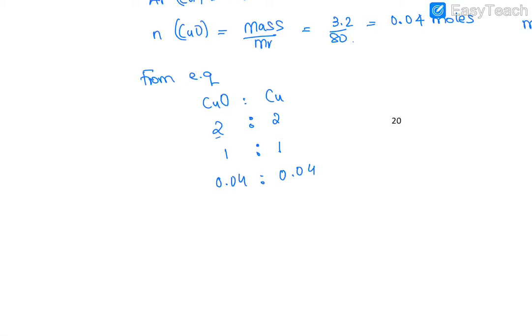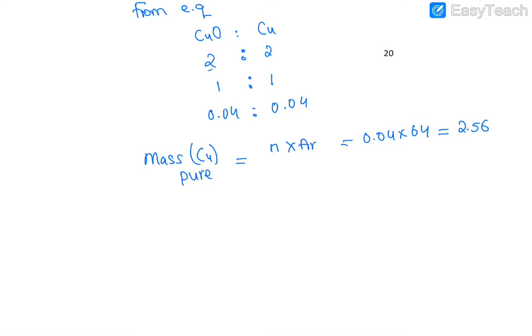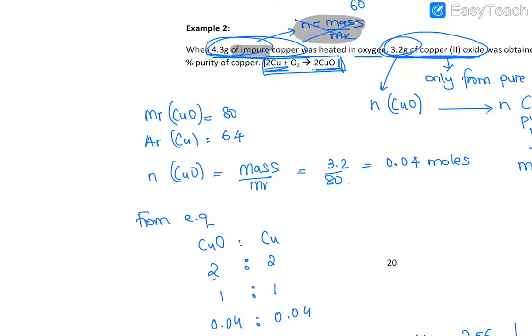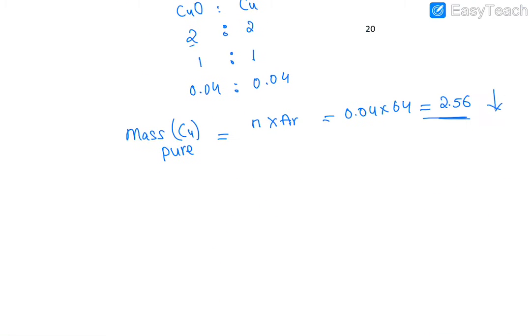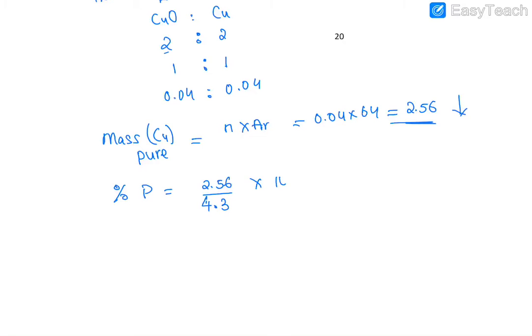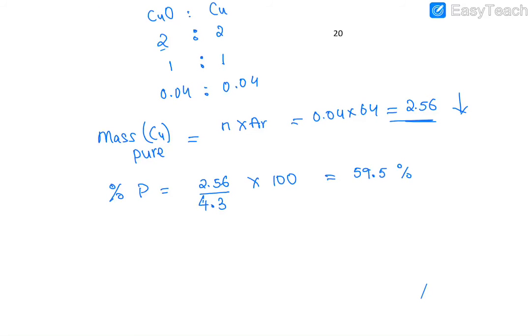Therefore, the mass of pure copper is going to be number of moles times, in this case, Ar, because copper is an atom. So 0.04 times 64. So this is the mass of the pure substance. Now, the mass of the pure substance should always be less than the total amount of the impure substance. So then the percentage purity will be 2.56 divided by the total mass, which is 4.3, times 100. So this is the percentage purity.